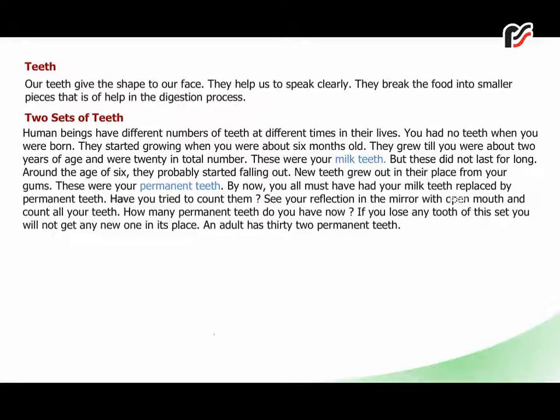Around the age of 6, they probably started falling out. New teeth grow into their place from your gums. These were your permanent teeth. By now you all must have had your milk teeth replaced by permanent teeth.